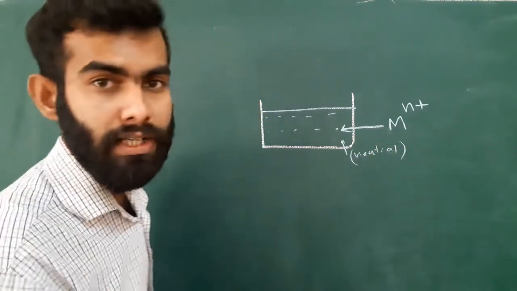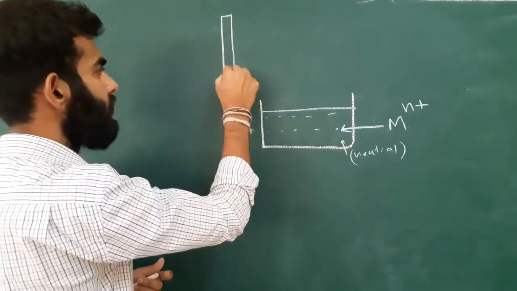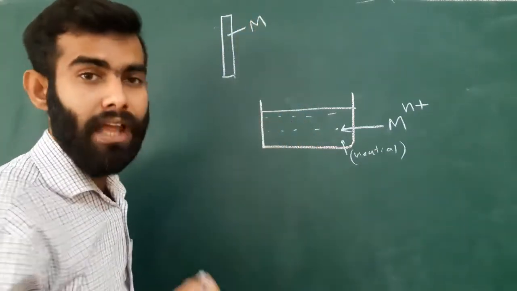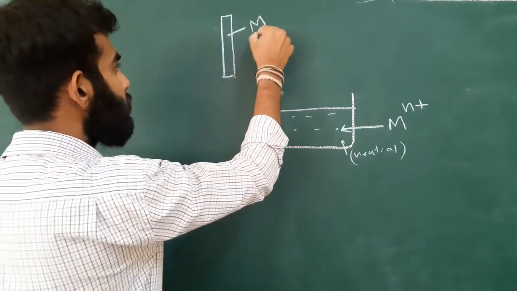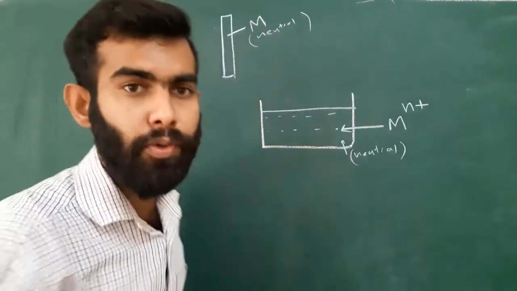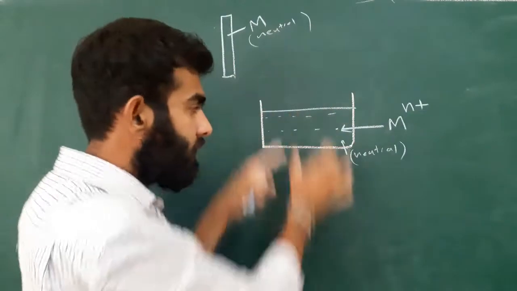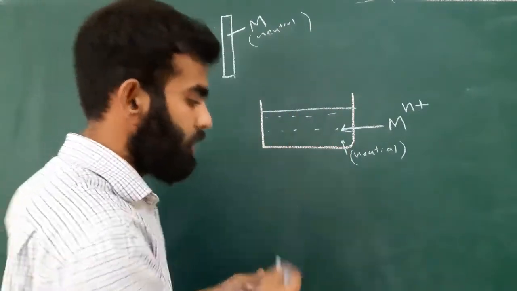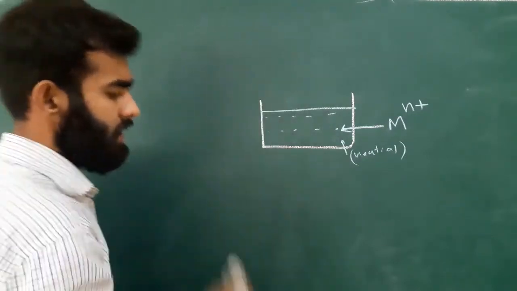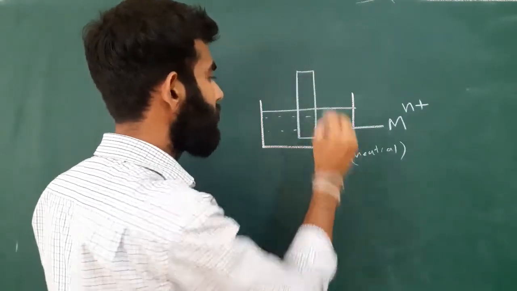There is another metal rod we have. It also consists of M. The metal is M. It is also neutral initially. Okay, both are neutral. Now what will happen if we dip this metal rod in this solution? I am going to dip this neutral metal rod in this solution, or just I dipped. Okay, now we will see what will happen.